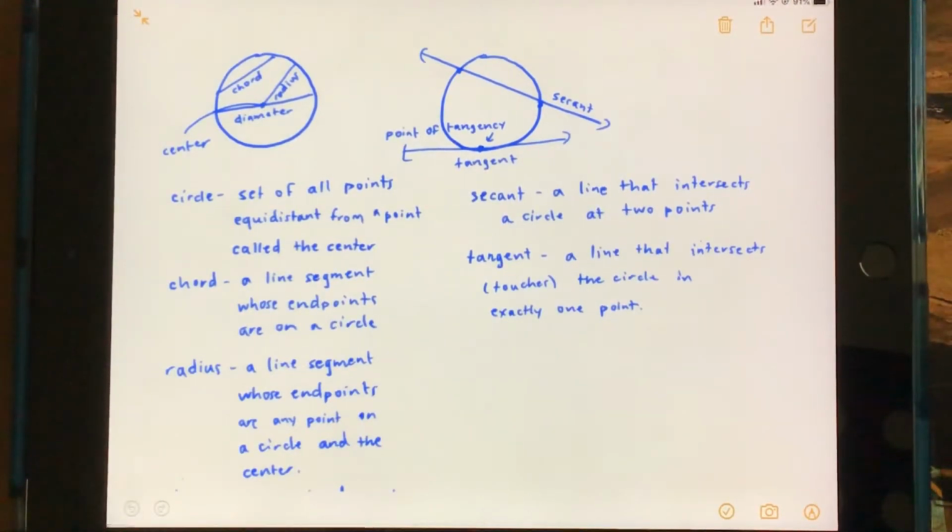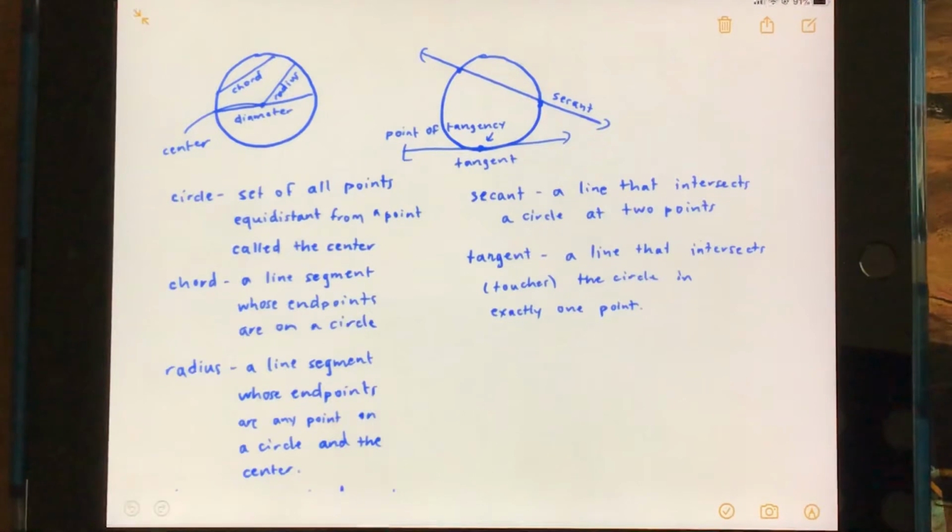Now let's take a look at the right-hand diagram. The right-hand diagram will probably have some words that are new to you. First of all, we'll define a secant. A secant is a line that intersects a circle at 2 points. So draw a line through a circle so it touches that circle at 2 points, and you have a secant line.